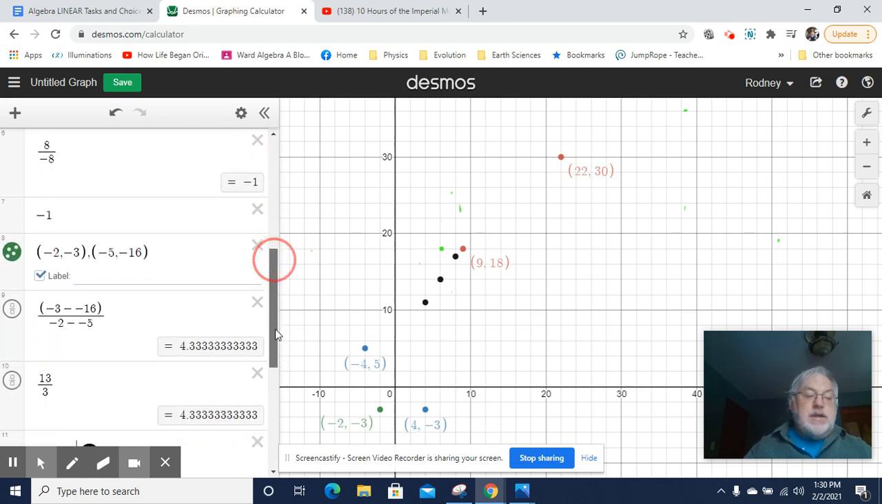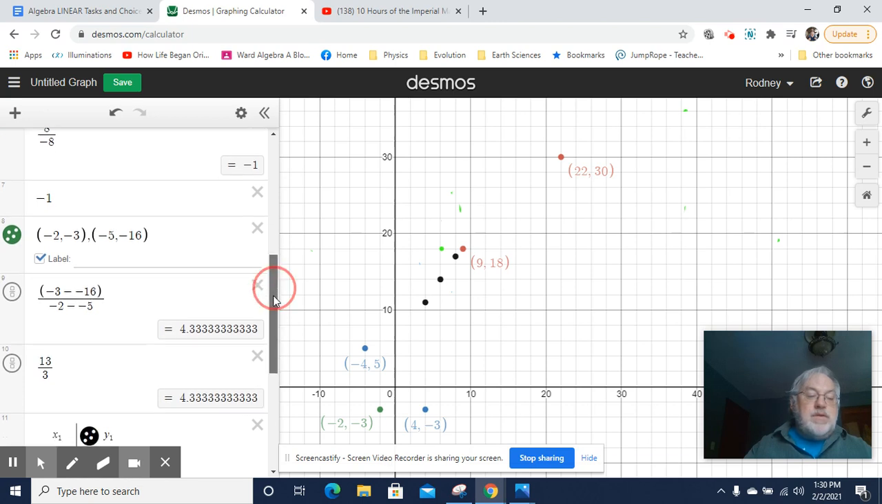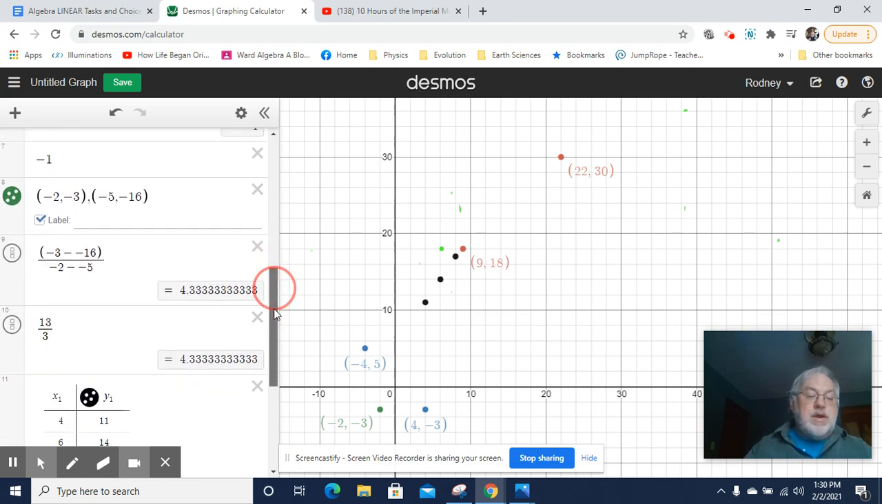The next batch here, I've got negative 3 minus negative 16, which gives me a 13 for the change in y, and negative 2 minus negative 5, which gives me a positive 3 for the change in x. So I get 13 over 3 for the slope there, a rise of 13 and a run of 3.